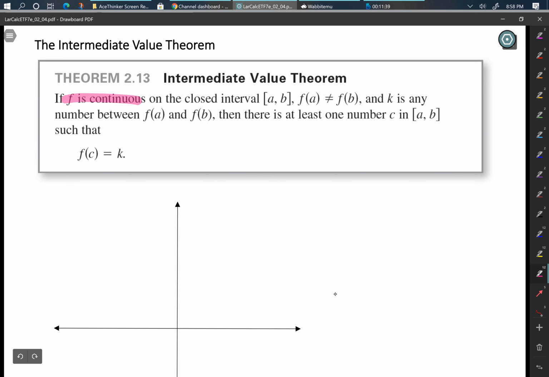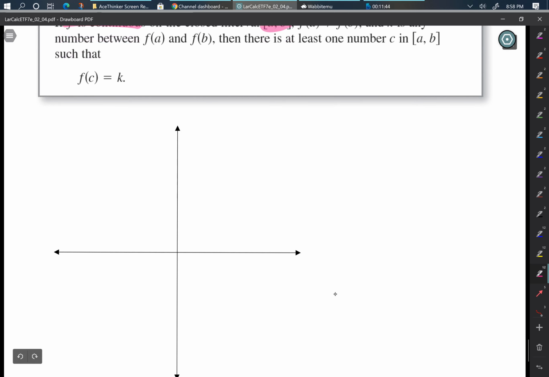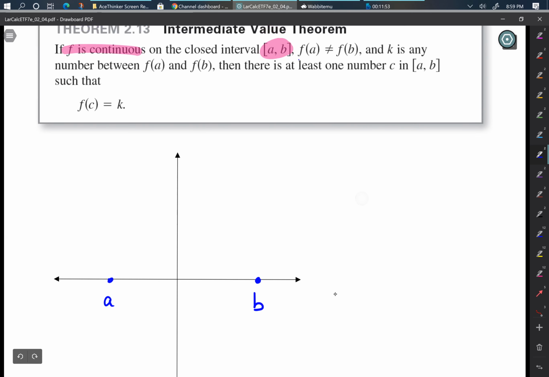First thing is we have a continuous function, and it's continuous on an interval a to b. So I'm going to come down here on my graph, and I'm going to draw an a to b interval. And f of a cannot equal f of b, meaning the starting y value is different from the ending y value. So I'm going to say, okay, here's f of a, here's f of b. And I have to draw a continuous function from this dot to this dot.